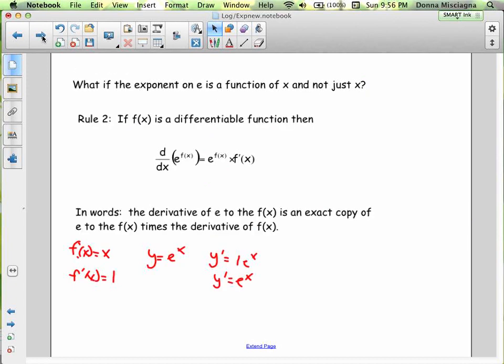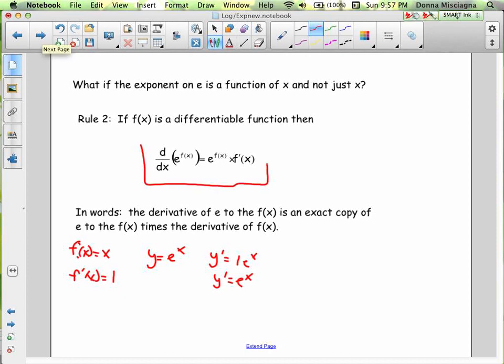Now we're going to add a little twist to e to the x. If f of x is a differentiable function, in other words, the exponent on e is not just an x but something more, we're going to have a chain rule. So the derivative of e to the f of x is going to be equal to e to the f of x, but then we have to take the derivative of that exponent, the derivative of f of x, and that would be f prime of x. So a new rule for us.